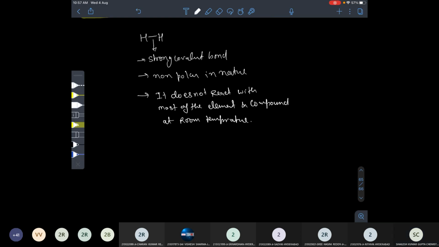But yes, if the reactivity of the species which is going to interact with hydrogen is really high, in that case it reacts. But here you can write, with halogens, with a few of the halogens, not all, like F2, it reacts even in the dark.